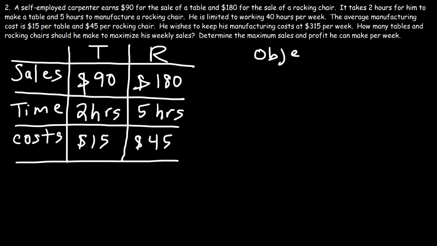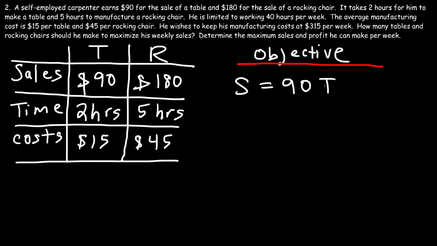Let's start with the objective function. So what is the goal here? What is the carpenter trying to do? Well, he wants to maximize his weekly sales. So the sales function is the objective function. Let's use S for sales. Now he receives $90 in sales for the sale of each table and $180 for the sale of a rocking chair. So that's the objective function.